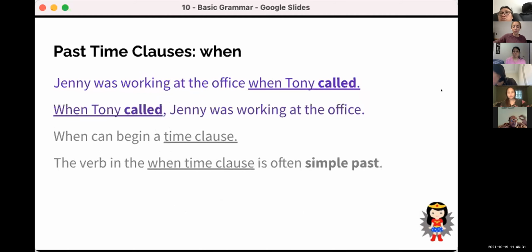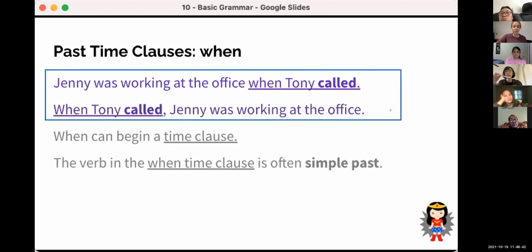All right, I'm going to show you another type of time clause that uses the word when. These two sentences in purple again have the same meaning. Jenny was working at the office when Tony called. When Tony called, Jenny was working at the office. Vanessa? Yes.